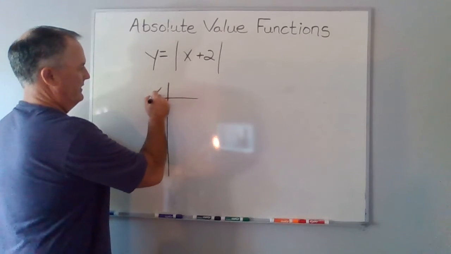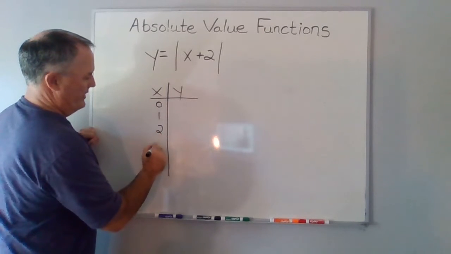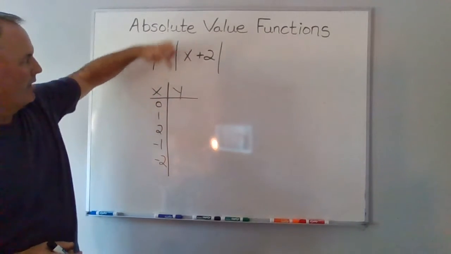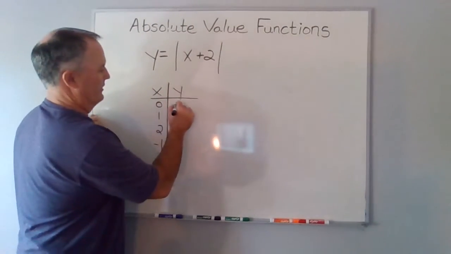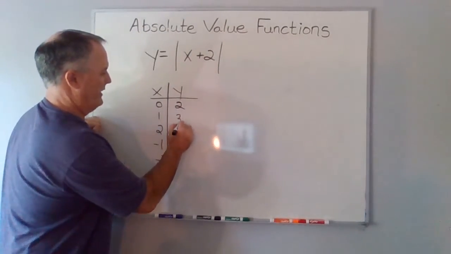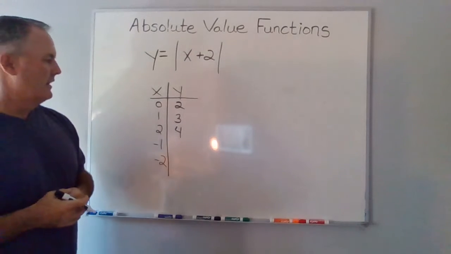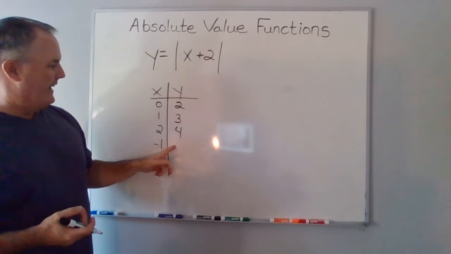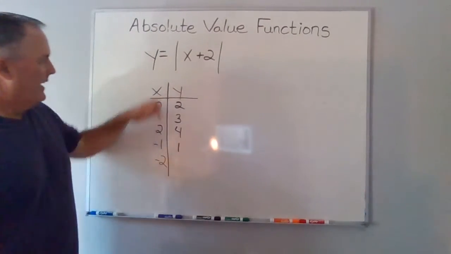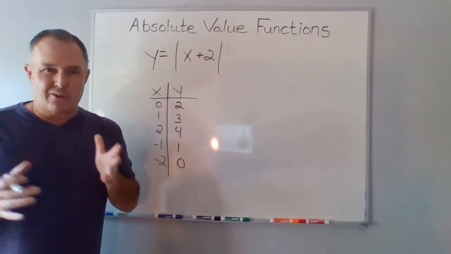Do our little t-chart. X and y. 0, 1, 2, negative 1, negative 2. Let's plug in our numbers. If I plug in a 0, absolute value of 2 is still just 2. Plug in a 1, absolute value of 3 is still 3. Absolute value of 4, because 2 plus 2 is 4. So forth. All right. Negative 1. Negative 1 plus 2 is a positive 1. Negative 2 plus 2 is 0. So that's a 0.